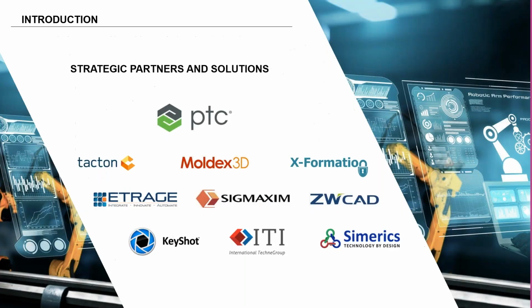We also have some strategic partners that we work with. These strategic partners range from PTC to Keyshot and eTrudge, which basically creates viewables for Windchill and also publishes things like PDFs to be used for manufacturing.